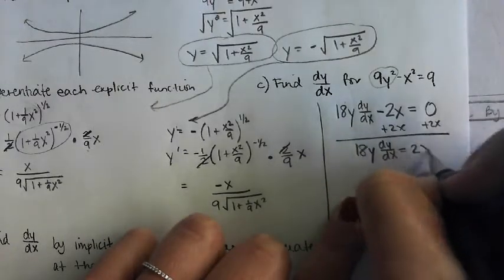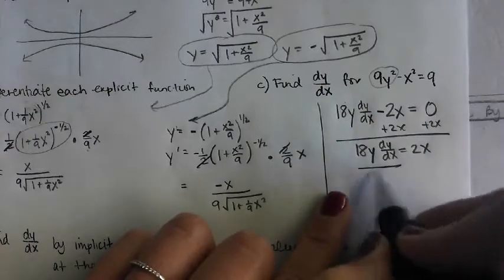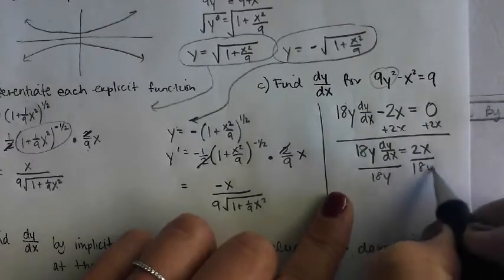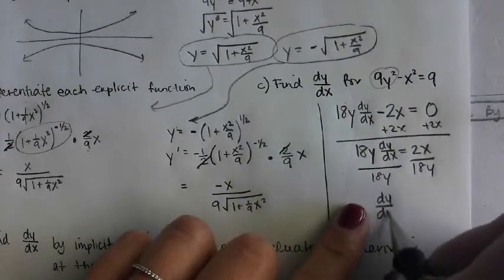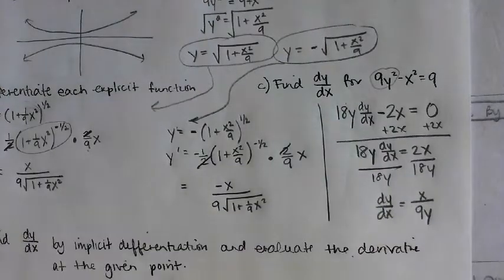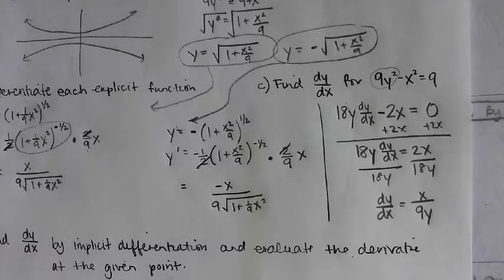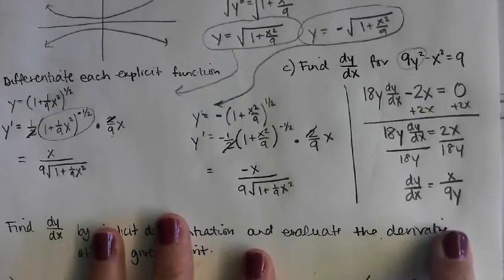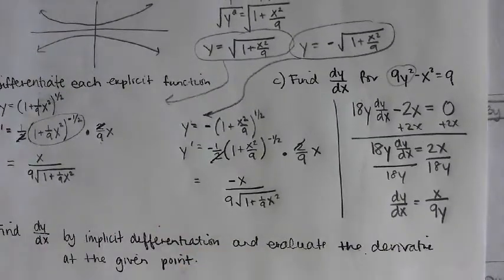Alyssa, what would you do next? And so our answer is x over 9y, once you simplify that. So, what do you make of that? Do those look the same to you?